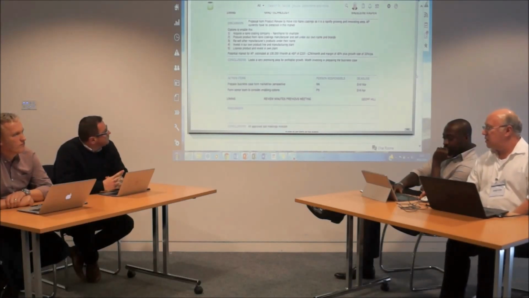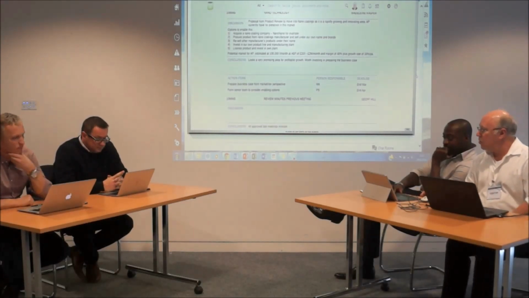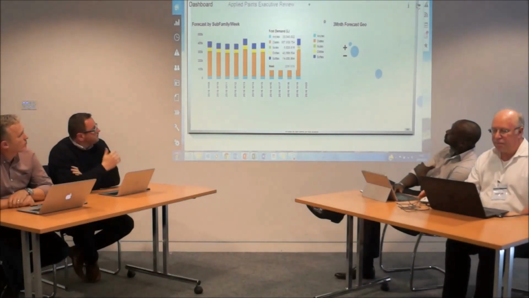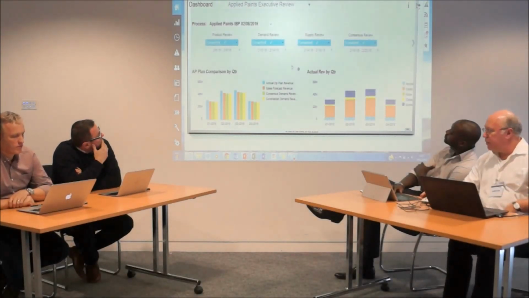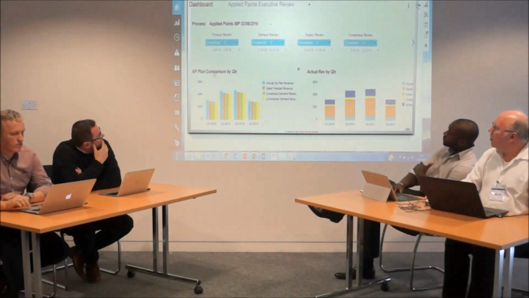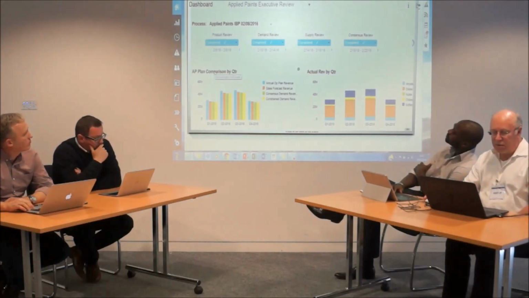Okay, so the next item on the agenda is a review of performance versus plan. Subject dear to Stephen's heart, I'm sure. So let's have a look at our executive review dashboard. It's also in IBP, of course. So you can see here plan comparison by quarter. Let's drill into that a bit more to show it full screen.